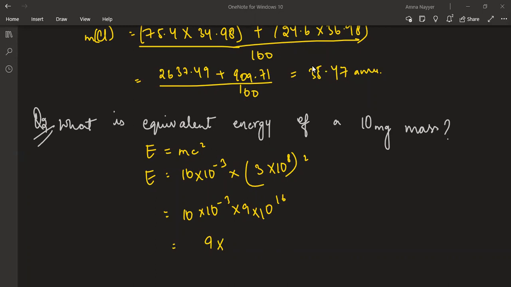I think the answer is something. Let me just check the answer first. Ma'am, milligram to kg, right? Yes. Milligram to kgs. This is milligram. No, we have to convert it into kgs. So in that case, minus 3, 9. It will be 9, no? 10 to the power 9. Let me just check the answer. Just a second.